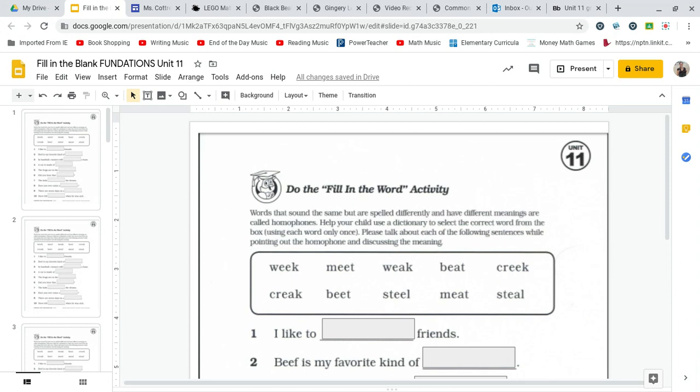For this one, this is a fill in the word activity. It has our two vowel teams, EE and EA. Both of them make the long E sound. You're going to notice that some of the words in our word bank here are words that sound the same, but they are spelled differently and they mean something different. So we have meet and meat. We have week and weak. We have beet and beat, steel and steal, and creek and creak.